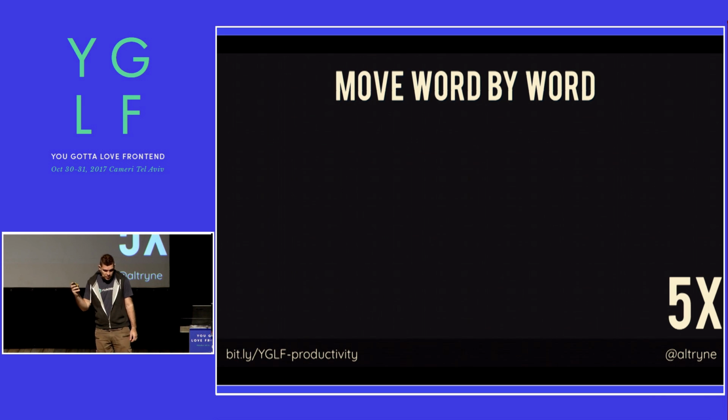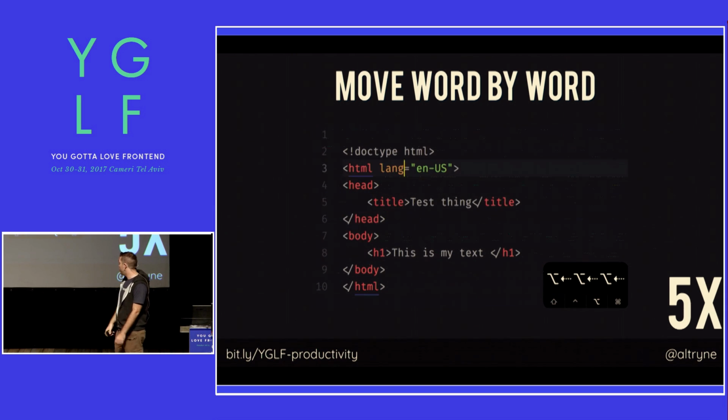5x here would be moving the cursor word by word. I'm not going to do the hand raising. If you already do this, awesome. Come talk to me afterwards. Moving word by word is as simple as holding Option on the Mac, or I think Control on Windows. You just hold this while you hold the left or the right keys, and then your cursor jumps to the beginning of the word in the direction that you're going.